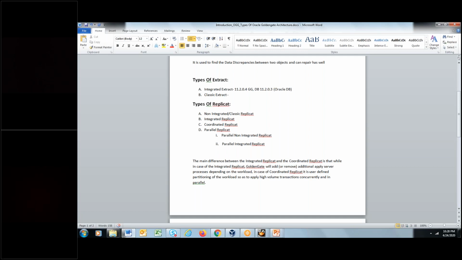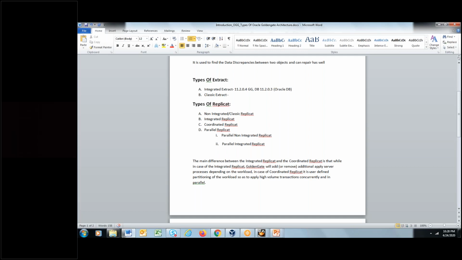Classic extract is available since beginning and still it is available. However, with multi-tenant databases, the support is not there from 12c onwards. So classic extract is there since beginning. In fact, if you have non-Oracle database, you will be using this classic extract. So it is still available, even in 19c as well.